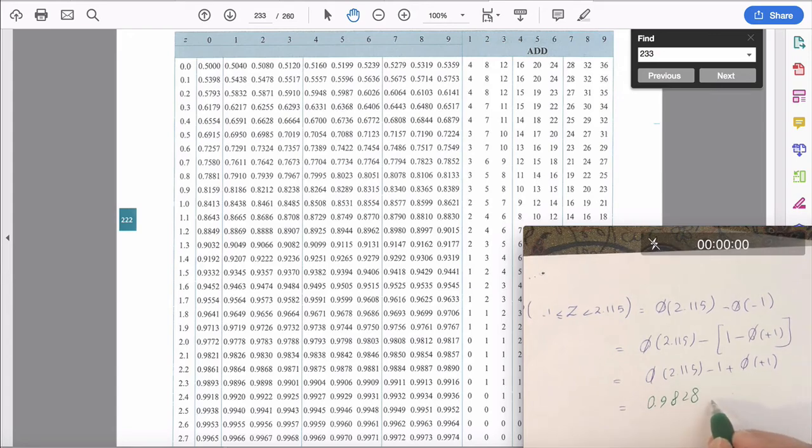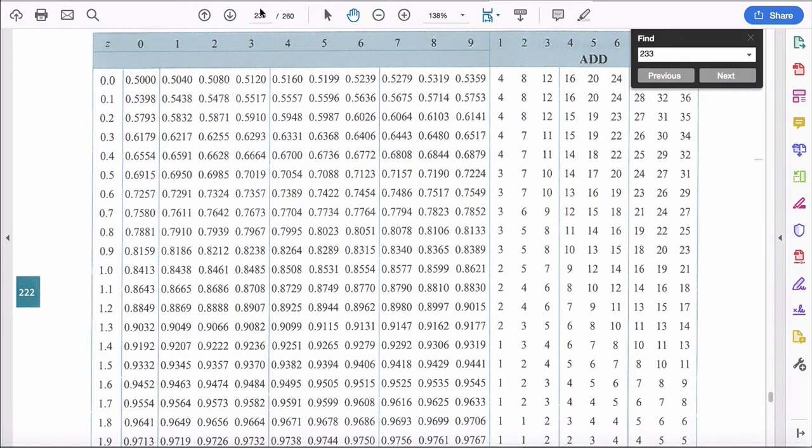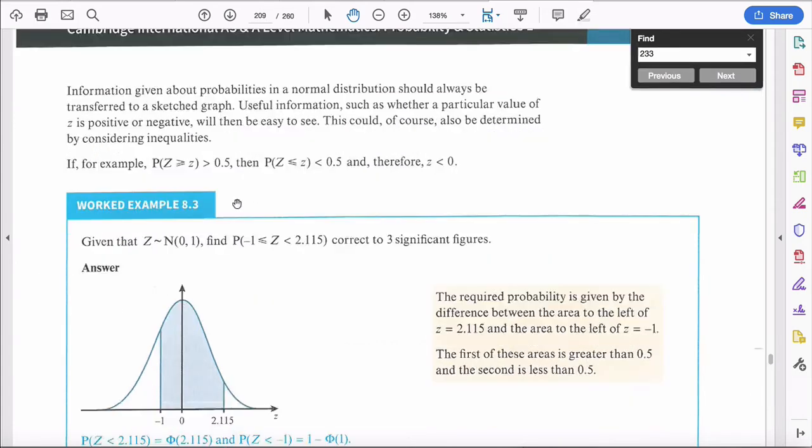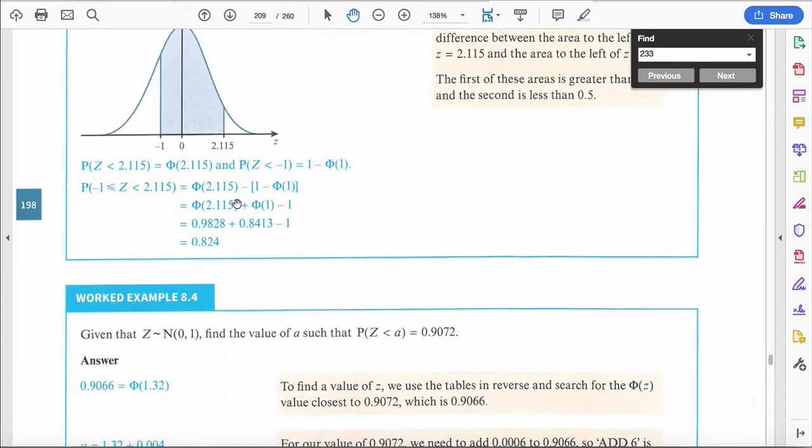I should add now minus 1 plus phi of 1. Phi of 1, 1 is here, which is 0.8413. Okay, let's increase the size. Then I go back to the same page, 209. Now after calculating, it will be 0.824, as you see.